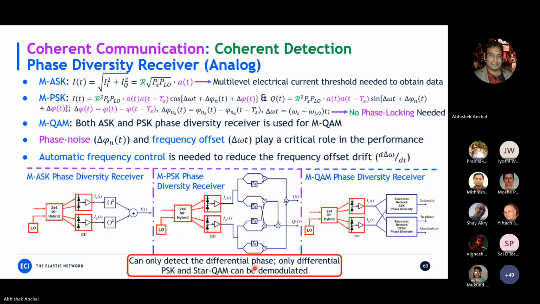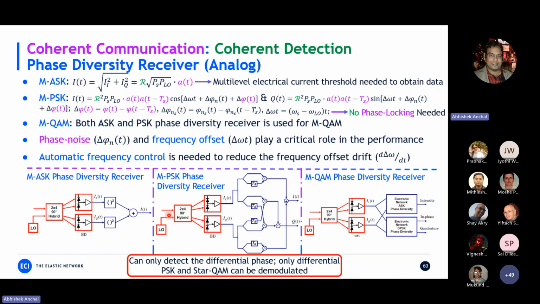Again, here they can use only differential phase, because you can see it has the delta phi term, which is the phase of the signal minus the phase of the previous symbol duration. So it cannot detect absolute phase, it can only detect the differential phase. This is the problem here as well.